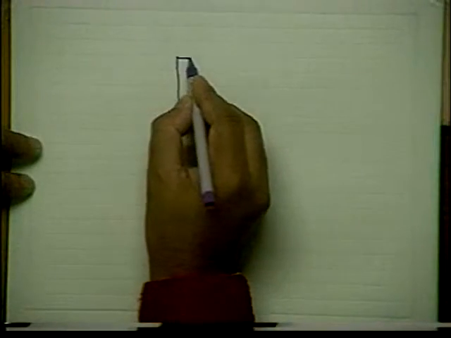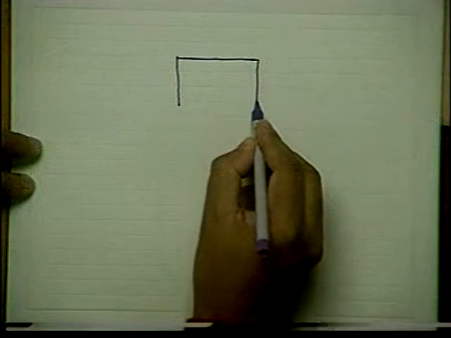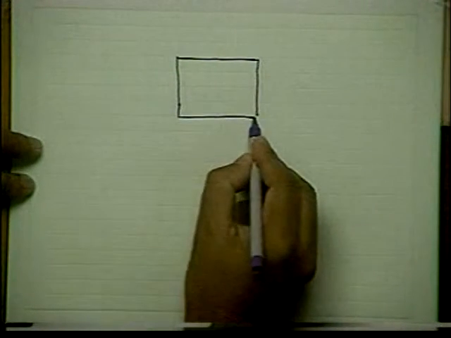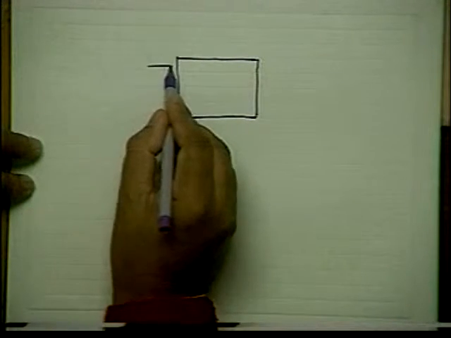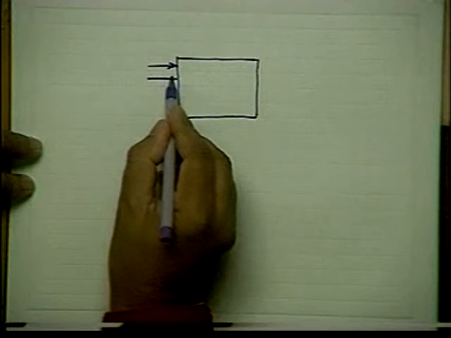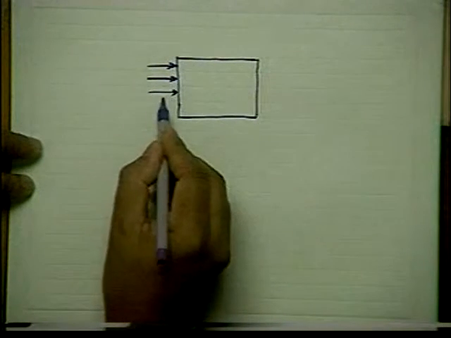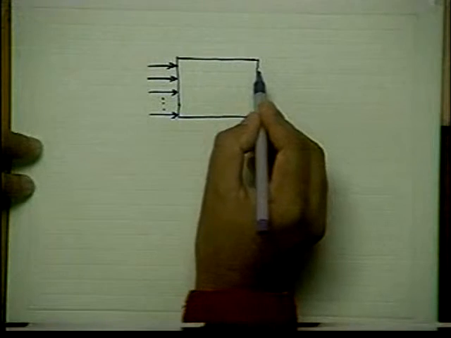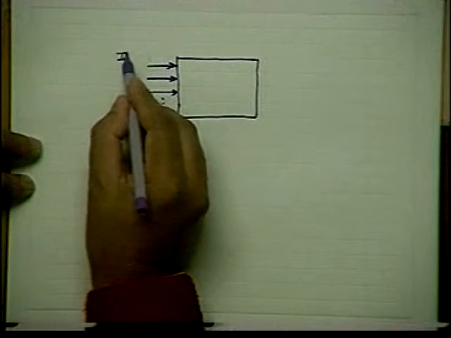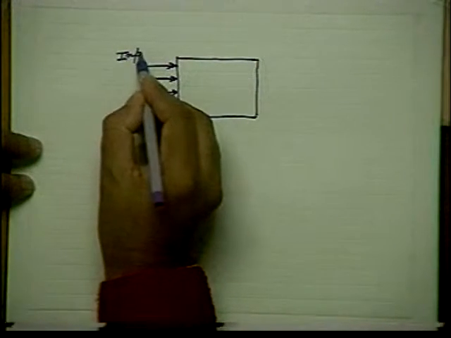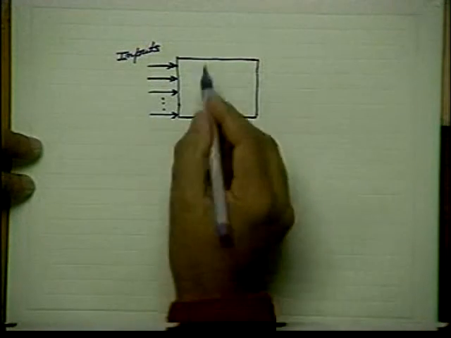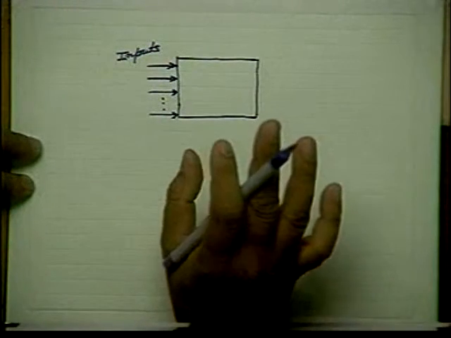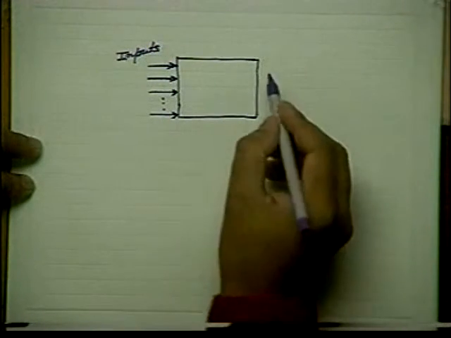Let's say a switching circuit. Let's first have a black box. This particular black box, say, has several inputs to it. These are inputs to the switching circuit. I call it a switching circuit. What exactly it contains, etc., we'll see.